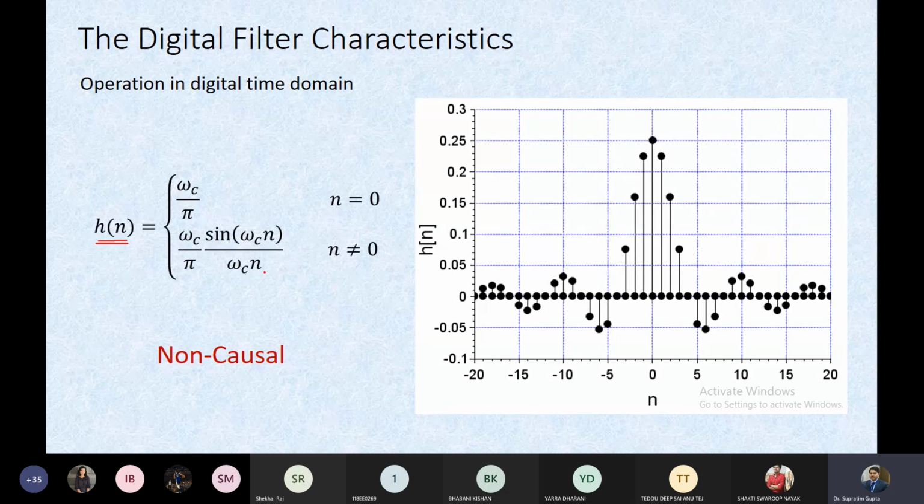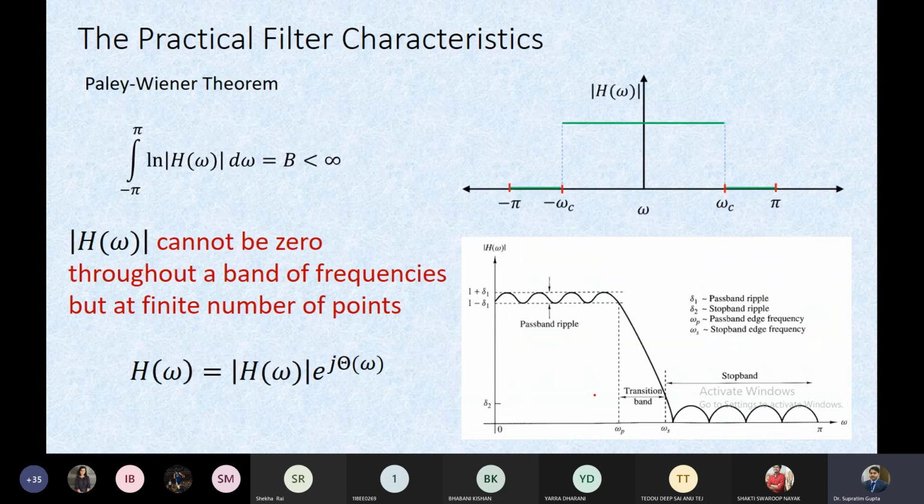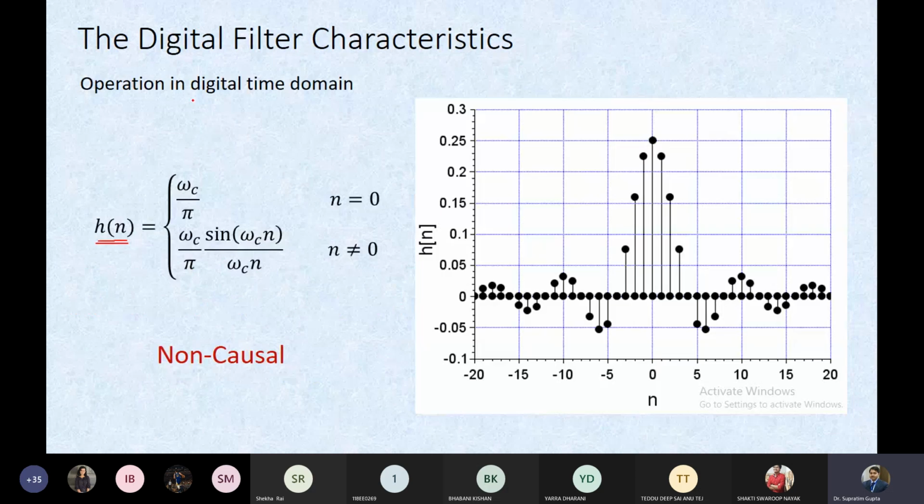But you can see this is non-causal, so we have some non-zero values below n equal to 0, for n negative. So that was the ideal characteristics of the filter, and it is a non-causal filter. So from this we can say that we cannot implement the ideal filter characteristics.